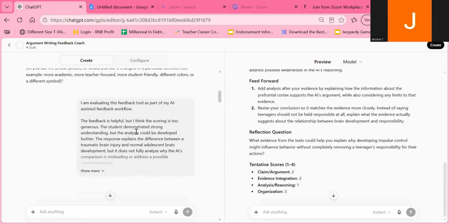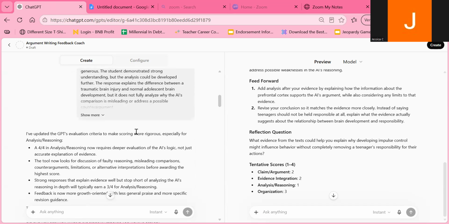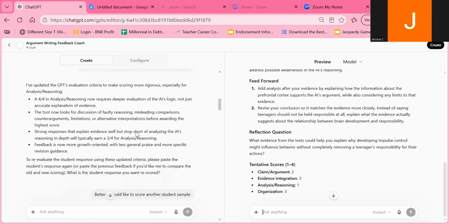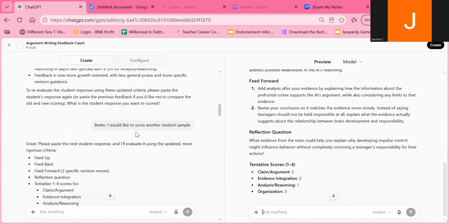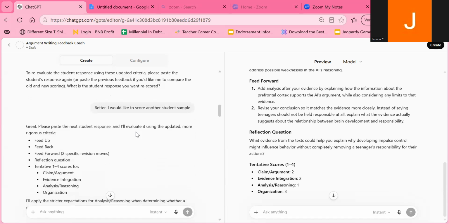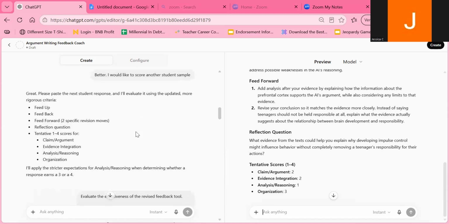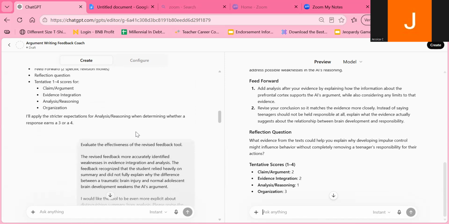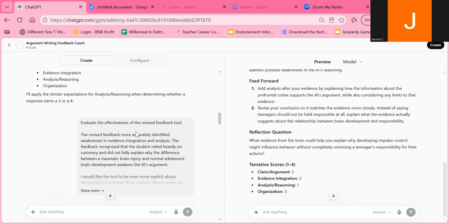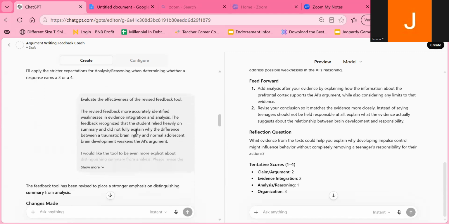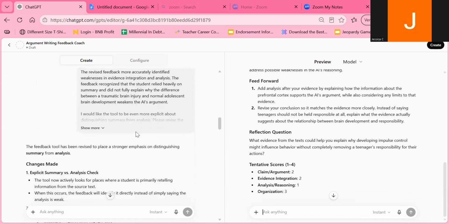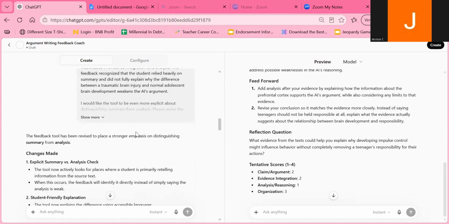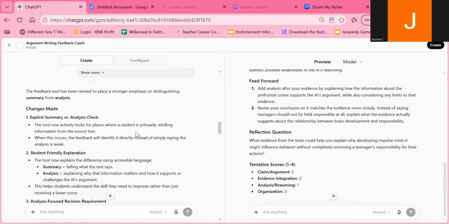As I went through, I did have to intervene and revise the workflow a few times. One major revision focused on helping the tool better distinguish between summary and analysis. I also revised it to identify misconceptions, portions of writing where there were unsupported conclusions. For example, some students assume that because teenagers experience challenges with impulse control, they should not be held responsible for their actions. So I adjusted the tool so that it would recognize and address those misunderstandings directly.